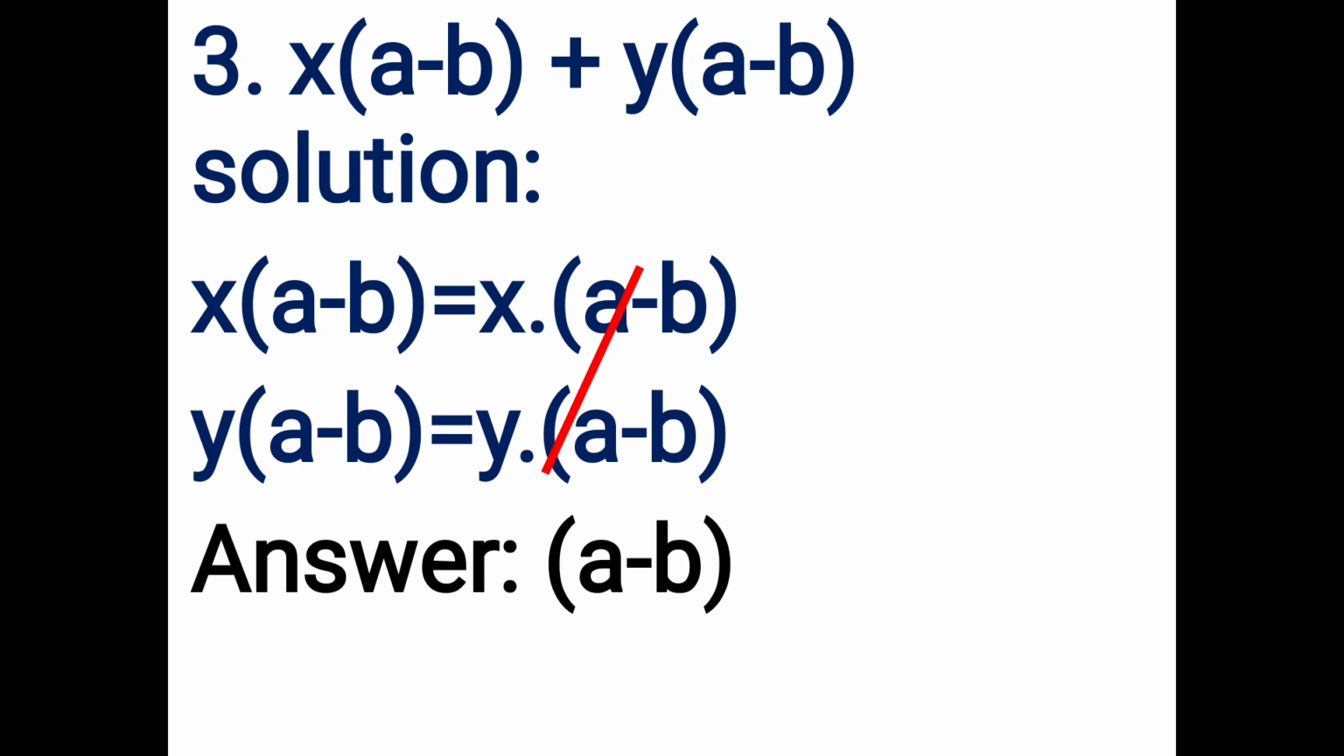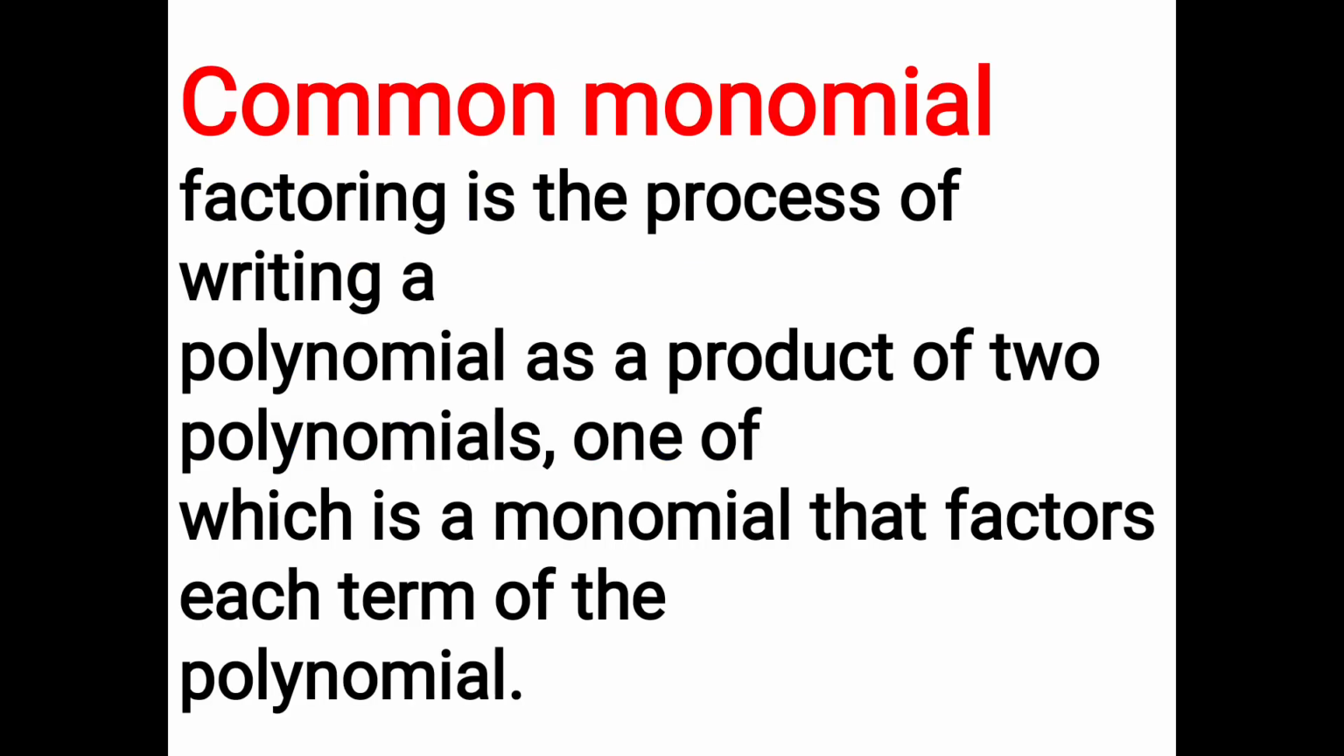Number 3, we have x times the quantity a minus b plus y times the quantity a minus b. For the solution, we have x times the quantity a minus b is equal to x times the quantity a minus b. Then we have y times the quantity a minus b is equal to y times the quantity a minus b. The common term is the quantity a minus b.